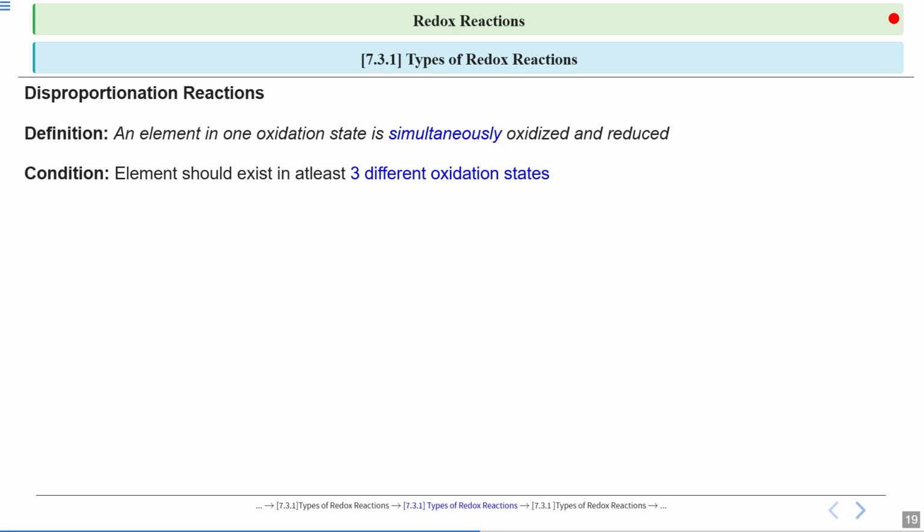So one of the reacting species in the disproportionation reaction always contains an element that can exist in at least 3 different oxidation states, and the element in the reacting substance is in the intermediate oxidation state, and both higher and lower oxidation states of the element are formed in the reaction.